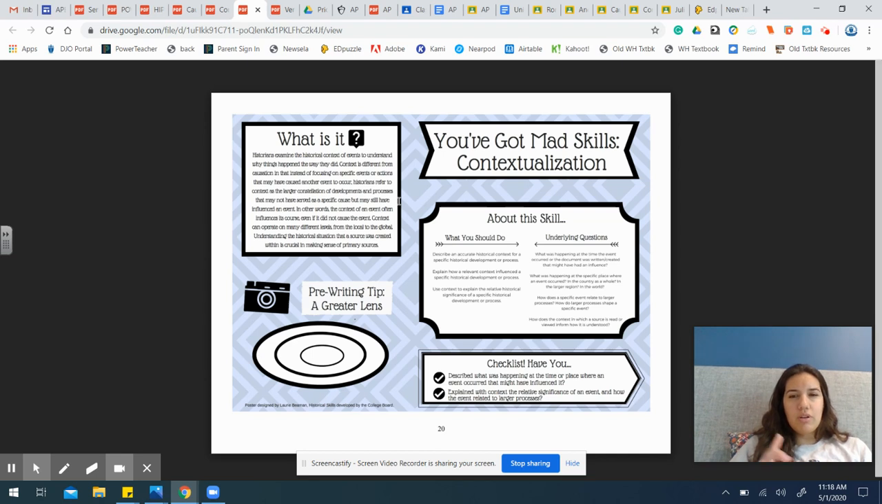Okay, so this is what we're looking for: contextualization. Things that set up an event. Maybe they didn't have a direct impact, but they definitely influenced the event or time period that's occurring. Okay.